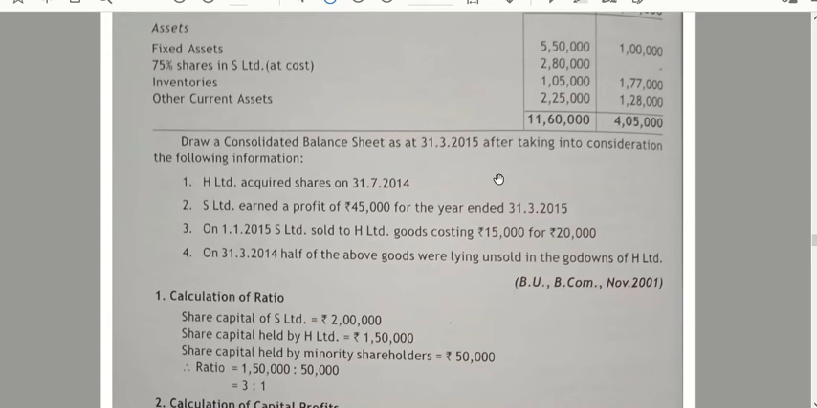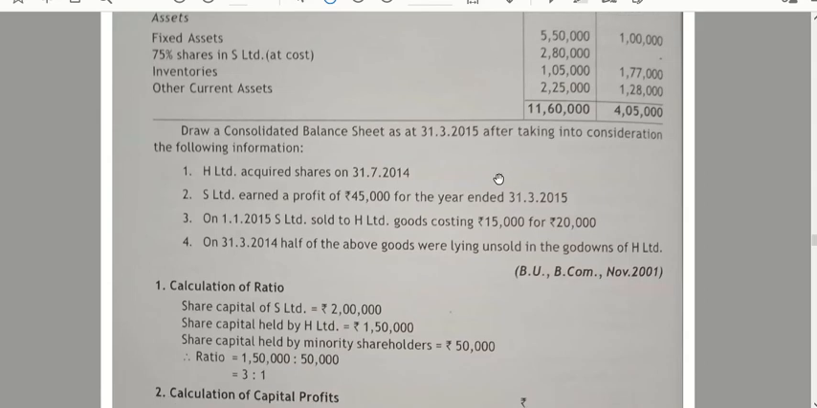H Limited acquired shares on 31/7/2014. So before that, whatever happens is your capital profits. After that, whatever happens is your revenue profits. S Limited earned a profit of 45,000 for the year ended 31/3/2015. On 1/1/2015, S Limited sold to H Limited goods costing 15,000 for 20,000. On 31/3/2015, half of the above goods were lying unsold in the godowns of H Limited. So we'll start.